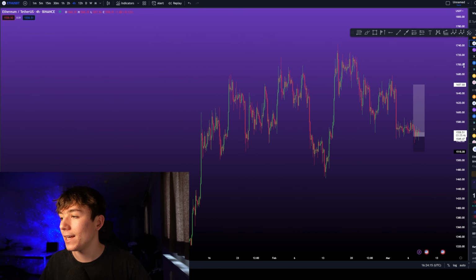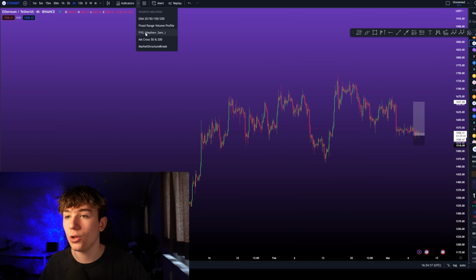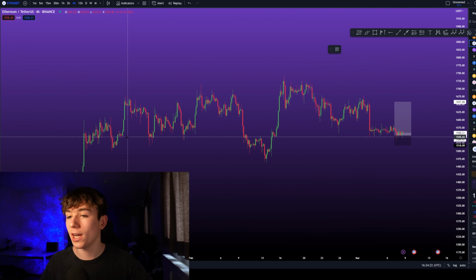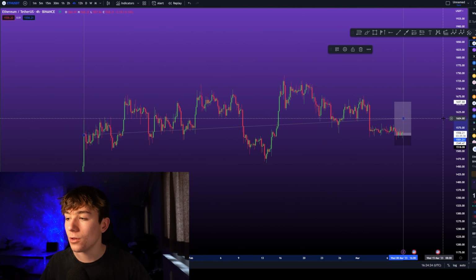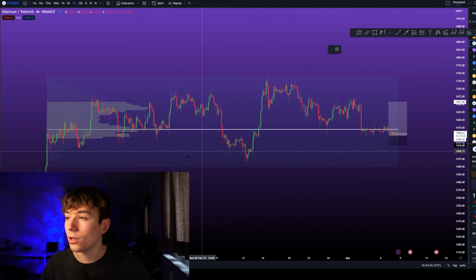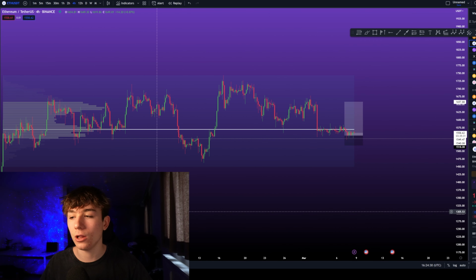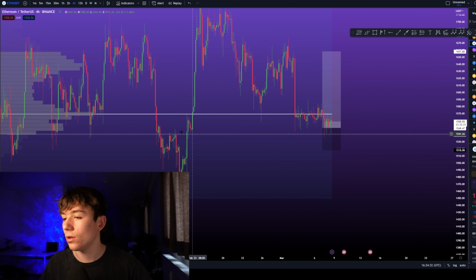First thing I did is use the fixed range volume profile indicator, which I explained in another video. Make sure to check that out. I use it from here to there, and then took a horizontal ray and used the value area low as a very strong level of support.